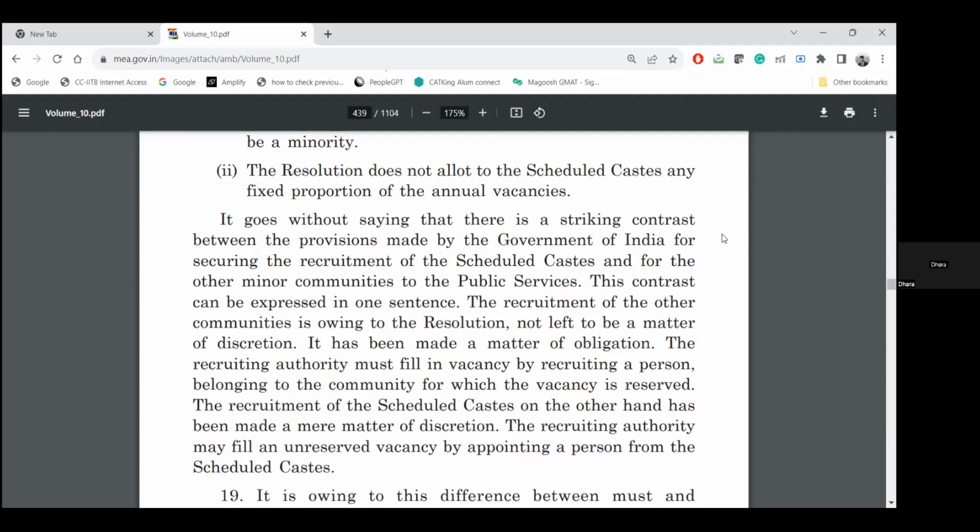Sir, the statement that the recruitment of other communities is owing to the resolution, not left to be a matter of discretion, shows how important the law is. If there is no law, the reform is a matter of discretion. Yes, and that's what has happened in Indian history.